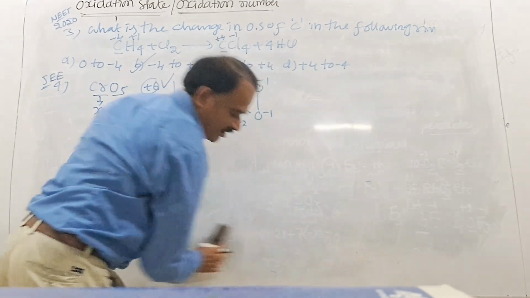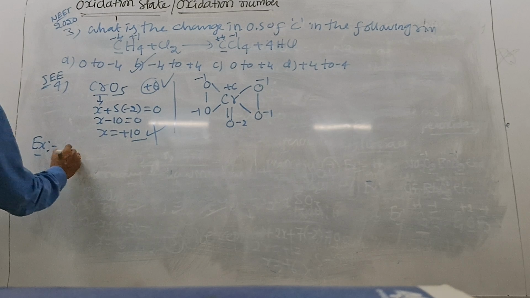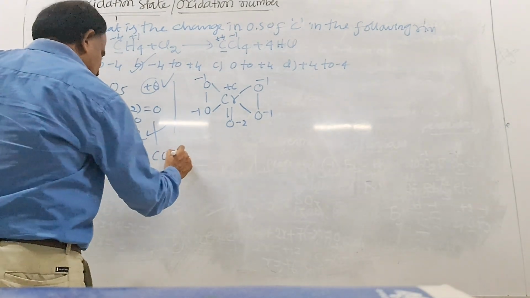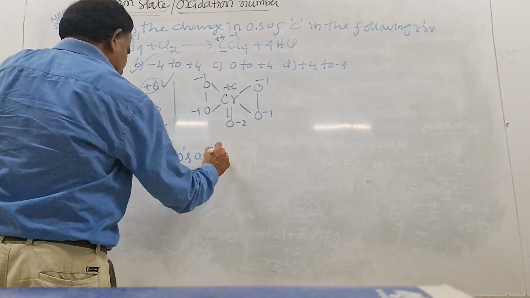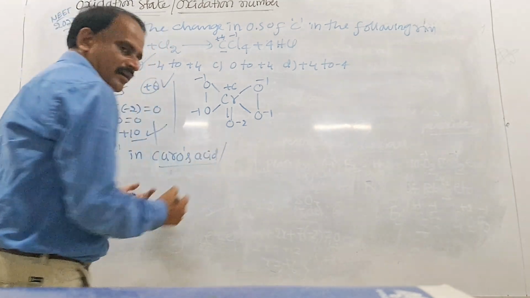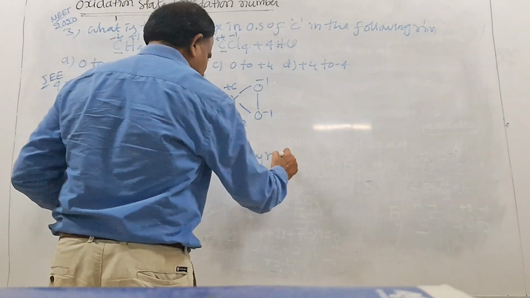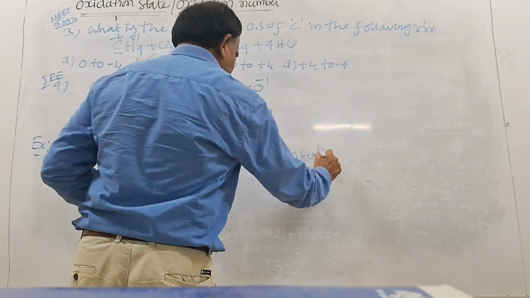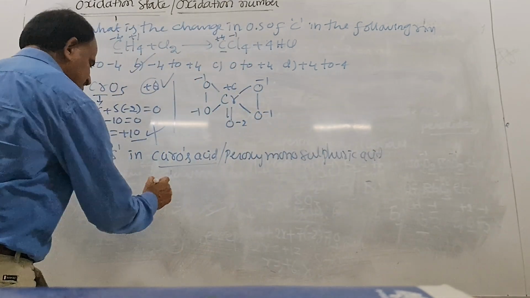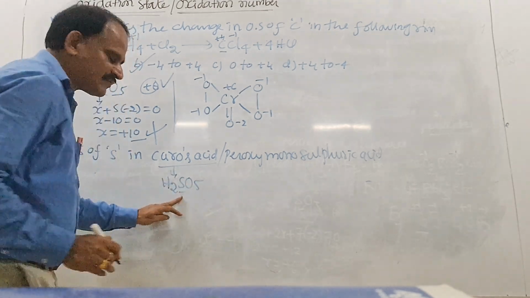Like that, let's see some more examples of how to find the oxidation number of the central atom of a given compound. For example, the oxidation state of sulfur in Caro's acid. Very important. Sometimes they will just give the name. Caro's acid is nothing but what chemical name? Peroxymonosulfuric acid. Peroxymonosulfuric acid is nothing but Caro's acid. Then what is the formula of Caro's acid? H2SO5.